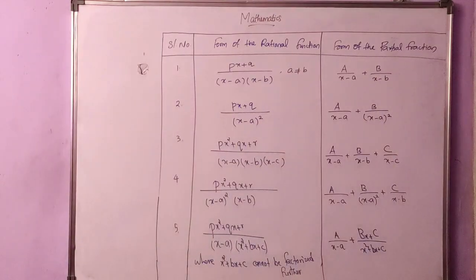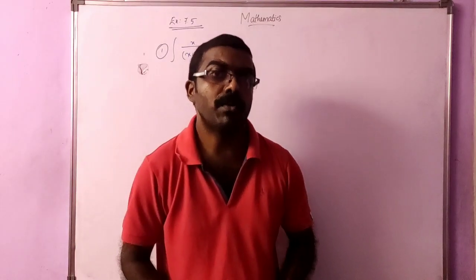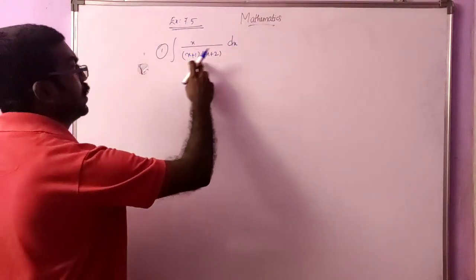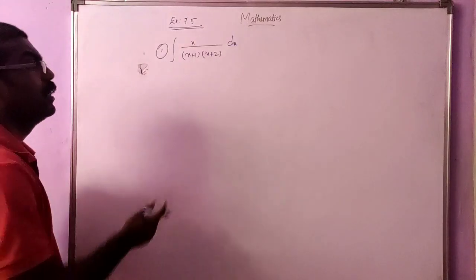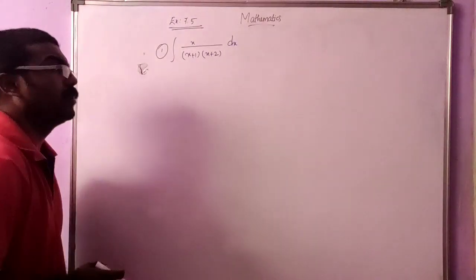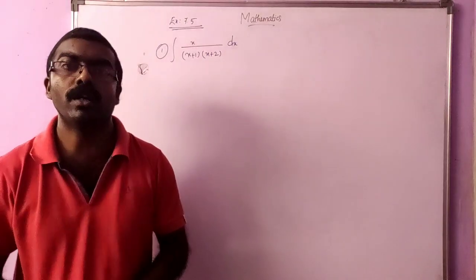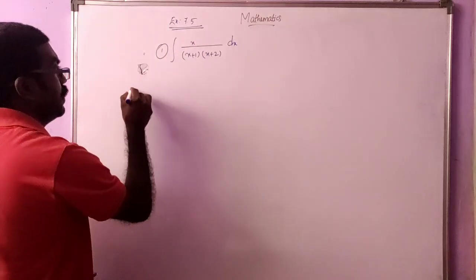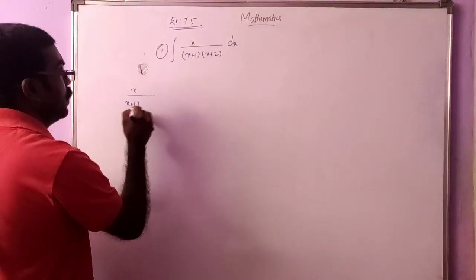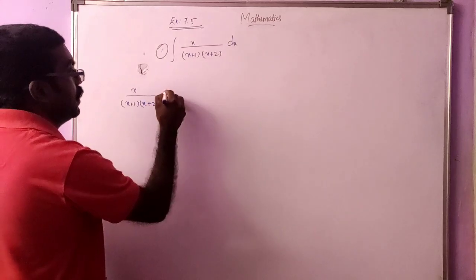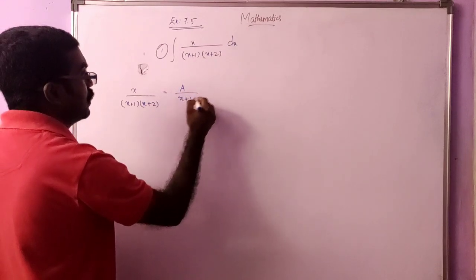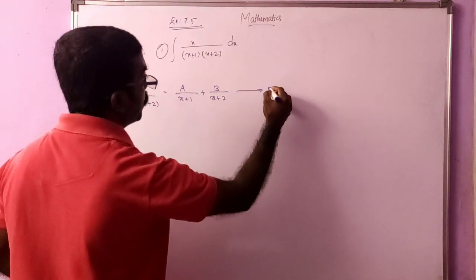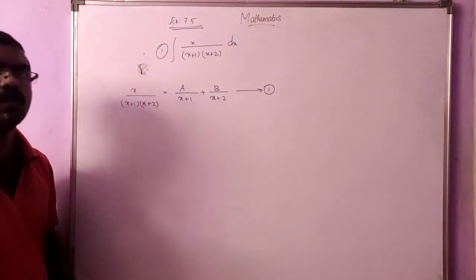Clear? Now we shall discuss exercise 7.5. Here the first question is integral x by x plus 1 into x plus 2 dx. Okay, so it's of the first type. Here the denominator consists of 2 non-repeating linear factors. So first we can take the integrand only. x by x plus 1 into x plus 2 equal to a by x plus 1 then plus b by x plus 2 using partial fraction decomposition. We can take it as equation number 1.